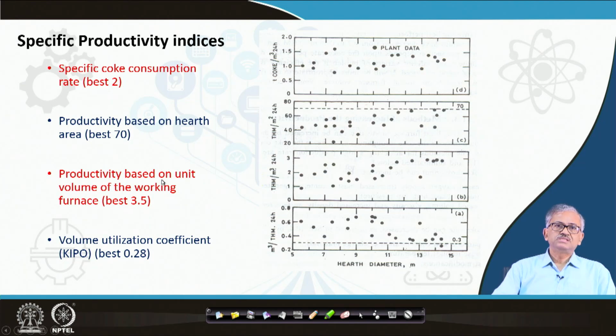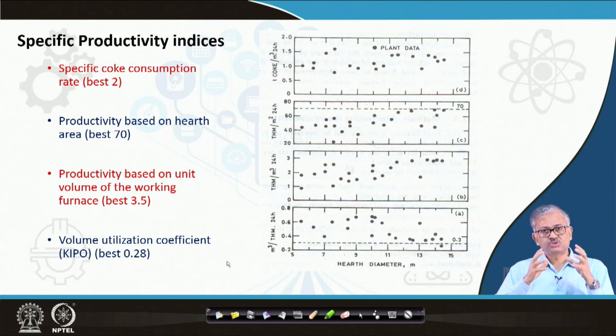Then another definition is the volume utilization coefficient, KIPO. This is basically defined as the useful volume, that is the volume of the blast furnace used to produce one ton of hot metal per day. That is called KIPO. The best KIPO value is around 0.28. That is the volume utilization, normally in meter cube per THM per day.